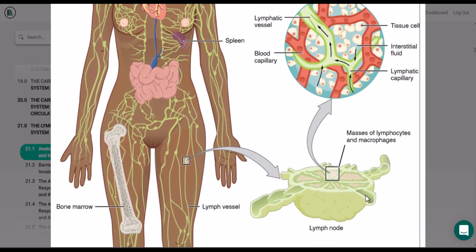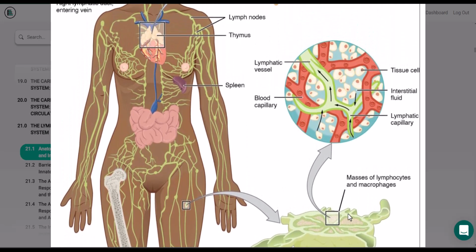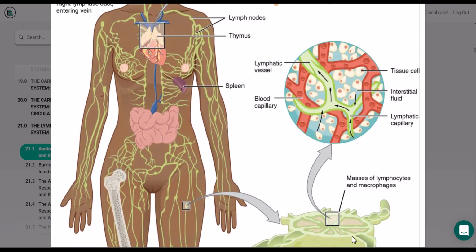So here is a blow up of the lymph node. We're not going to study the details of the lymph node anatomy too much, but just see that there's a one direction flow that comes into the lymph node, and the lymph node is filled with some of those lymphocytes, the white blood cells that are searching out and able to destroy potential infection.